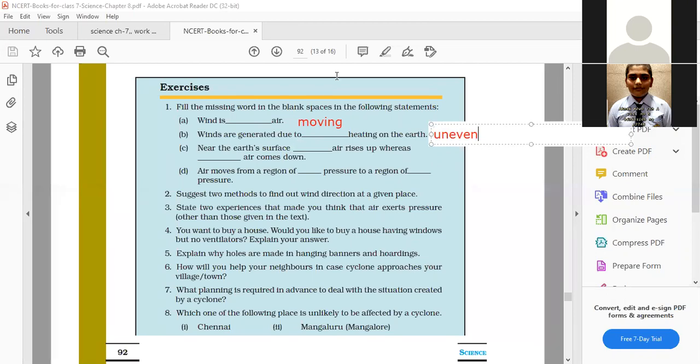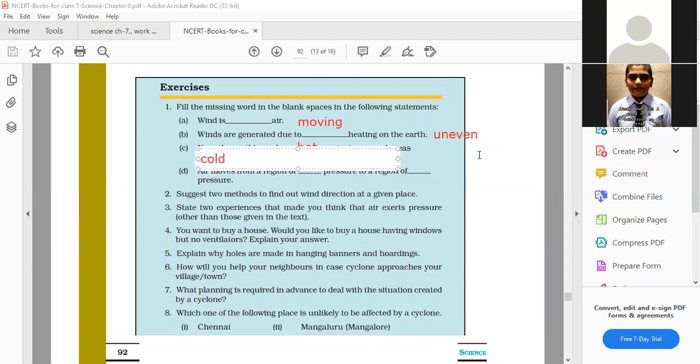Dash rises. Ma'am, can I tell? Aryan Sharma. Yes, ma'am. Near the Earth's surface, hot air rises up, and cold air is coming down. Hot air rises up and cold air is coming down. Ma'am, maybe we can write warm air and cold air also. Yes, you can write it down, better. Warm air and hot air are the same thing. Yes, you can write down the warm air.